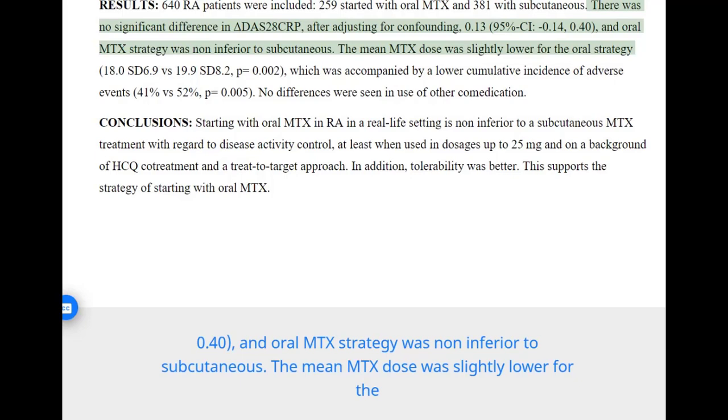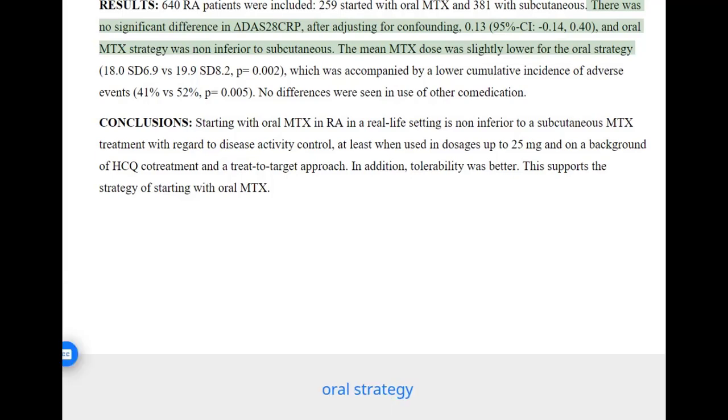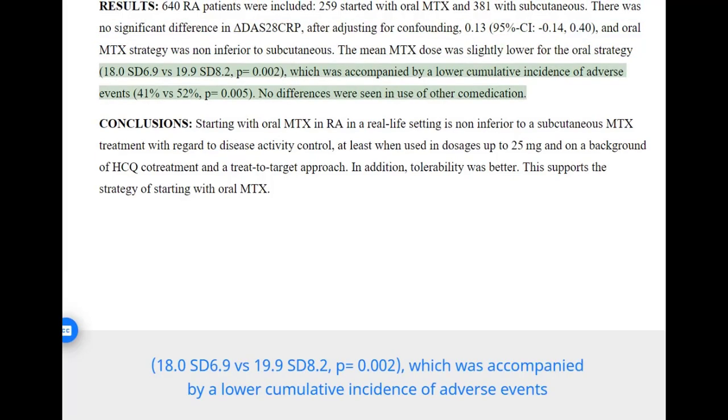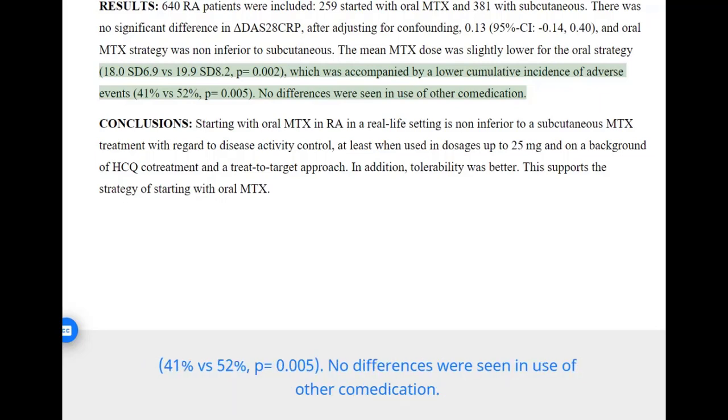The mean MTX dose was slightly lower for the oral strategy, 18.0 SD 6.9 vs 19.9 SD 8.2, p equals 0.002, which was accompanied by a lower cumulative incidence of adverse events, 41% vs 52%, p equals 0.005. No differences were seen in use of other comedication.